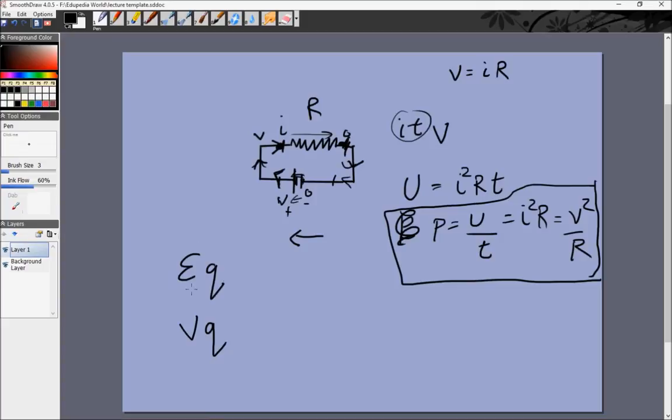So in cases where E will not be equal to V, remember E will always be equal to V if nothing is connected. If a circuit is connected, then E may or may not be equal to V. And experimentally, if we find out that E is not equal to V, that means there is some energy lost, then there is only one solution. The battery has to have its own internal resistance.